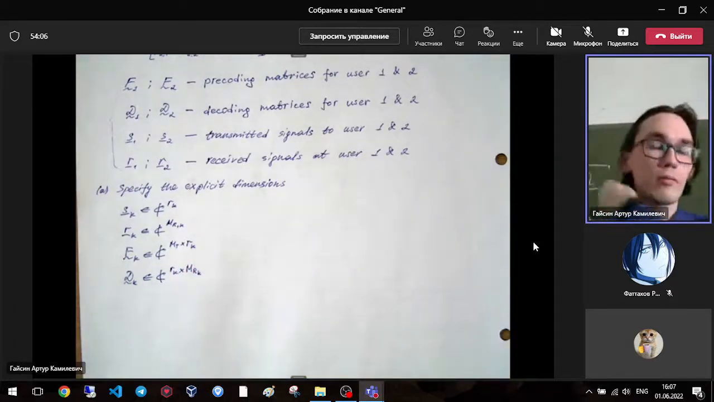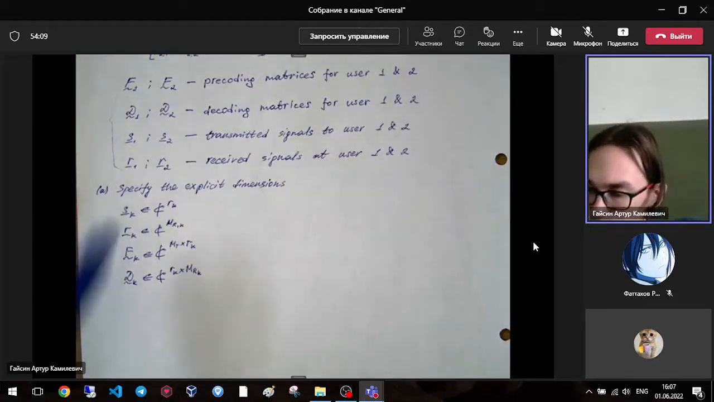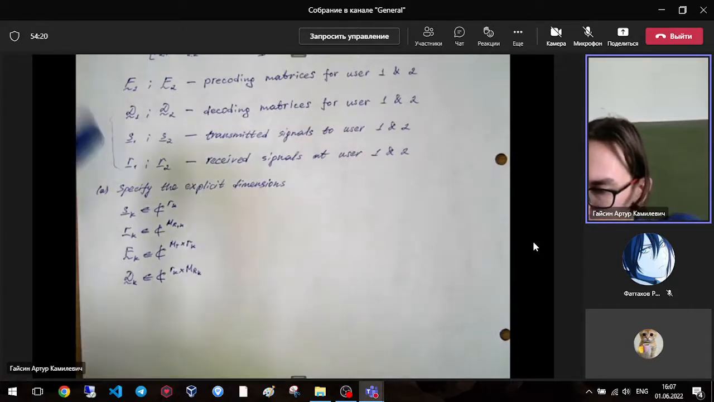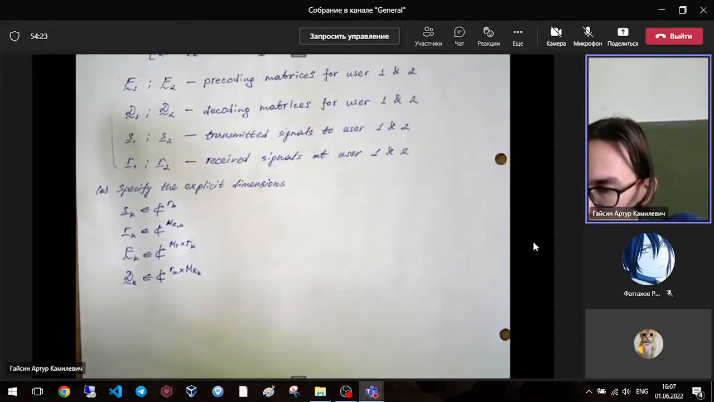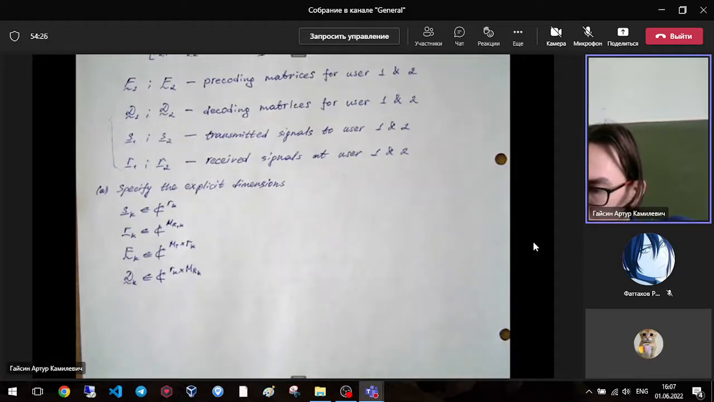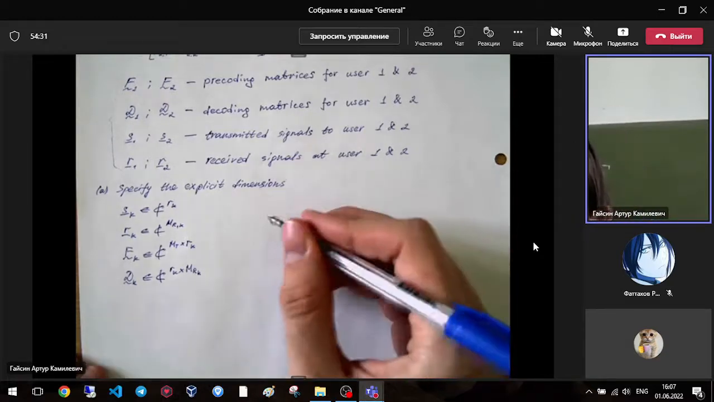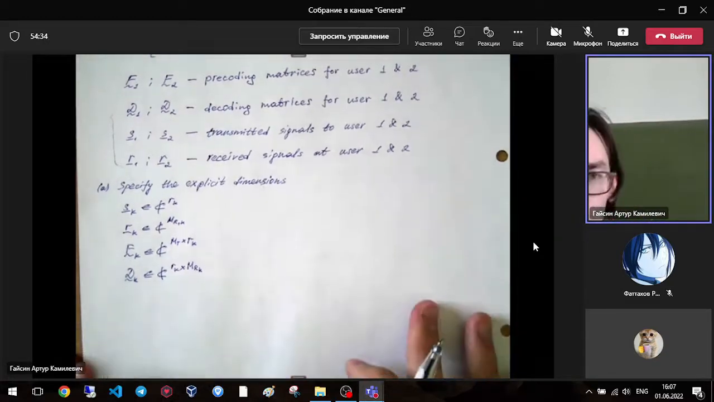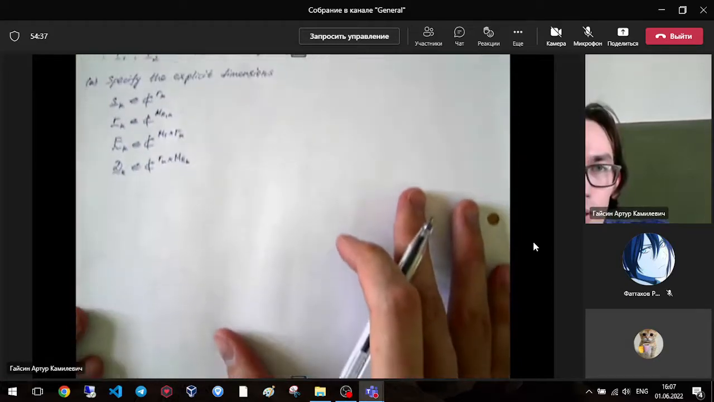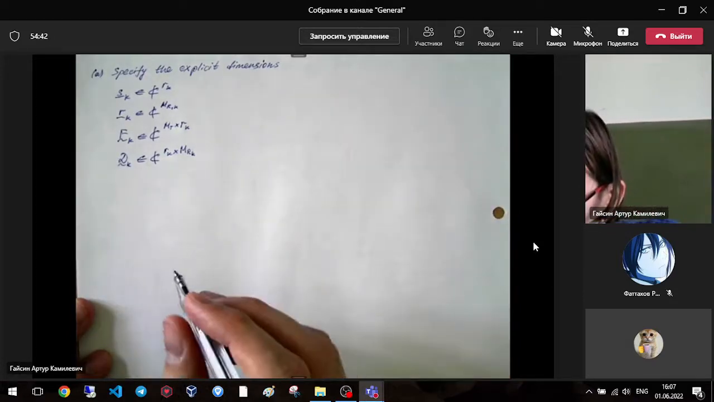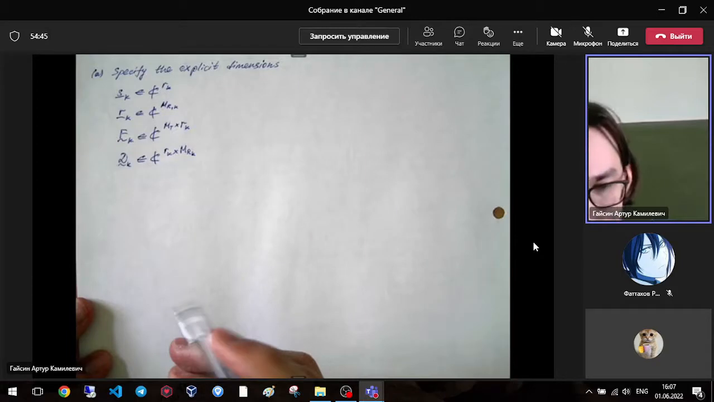And now we can, using these general, not equations, but maybe general notation, we can specify the dimensions of S1, S2, R1, R2, and the precoding and decoding matrices. So let's write it as follows. In this case, maybe I will move my paper a little bit. So let's start with the transmitted signals.